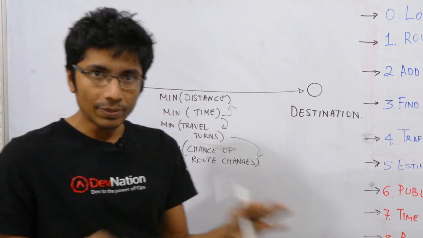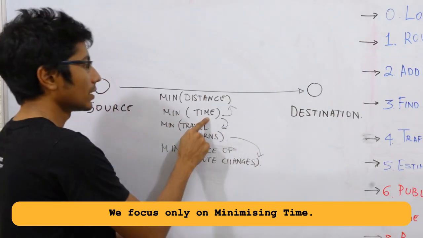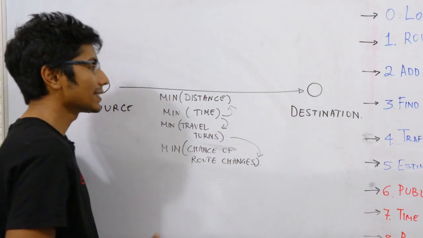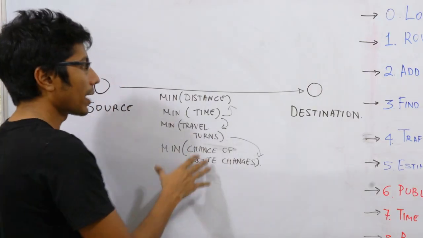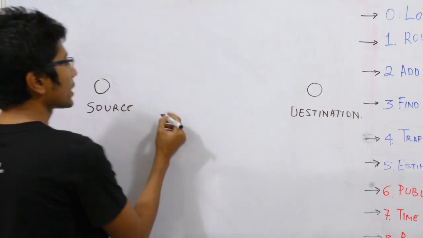In our case, to keep things simple, we'll focus on just one thing, and that is minimizing the time. You can minimize tolls, chance of route changes, travel turns, distance. It's a multi-factor function, or multiple parameters have to be optimized and you can give them different weights. But for us, you're basically minimizing time.